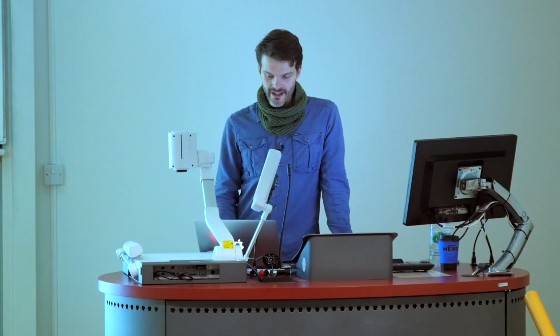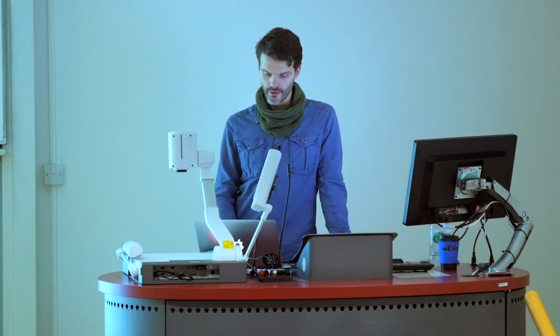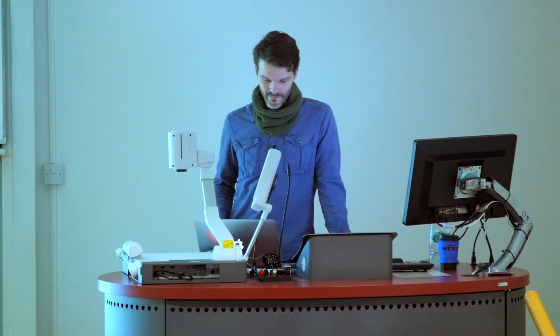So this is the outline for today. I'll start by talking just about what reinforcement learning is. Many of you will have a rough or detailed idea of this already, but it's good to be on the same page. I'll talk about the core concepts of a reinforcement learning system. One of these concepts is an agent, and then I'll talk about what the components of such an agent are. And I'll talk a little bit about the challenges in reinforcement learning, so what are research topics or things to think about within the research field of reinforcement learning. But of course, it's good to start with defining what it is.